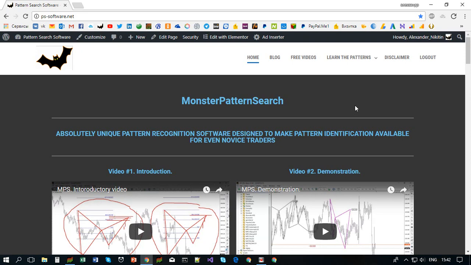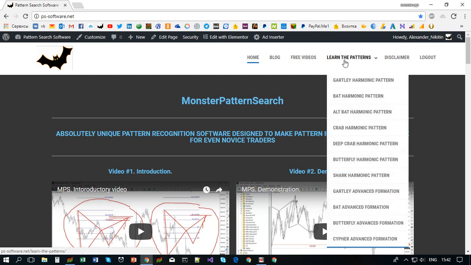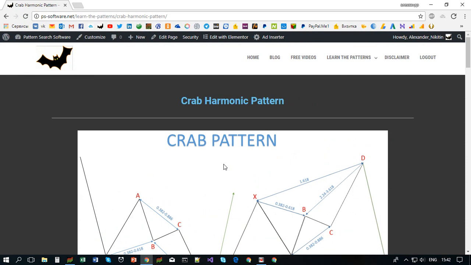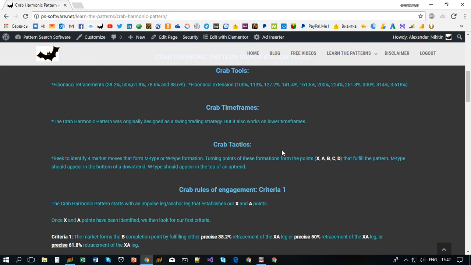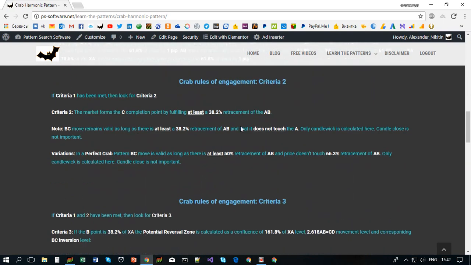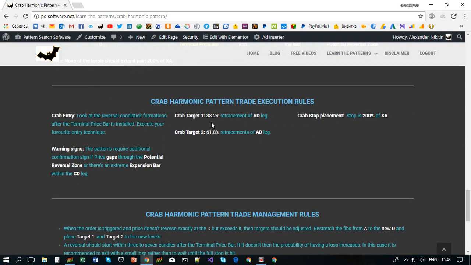If you are interested in drawing your patterns manually, the old school, using your Fibonacci and triangles, you can learn the rules of that. Simply hover over the learn the patterns tab and click on whatever you are interested in. Godly advanced formation, maybe crab harmonic pattern. Whatever you click, you will have an absolutely free detailed description. It is a trading course because you are not only taught how to identify the pattern, you are also revealed the secrets of how to execute this trade.